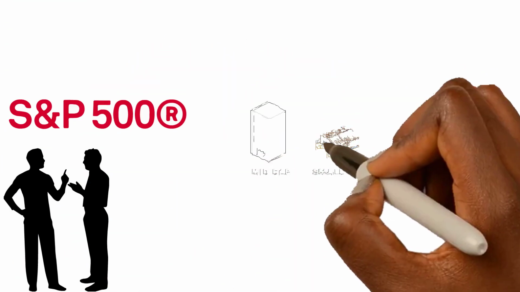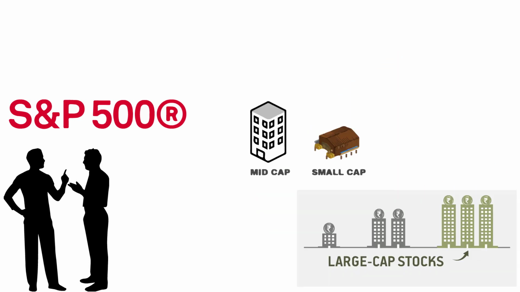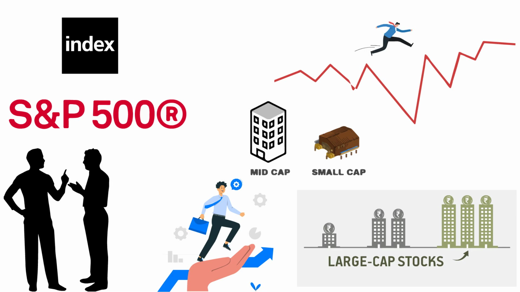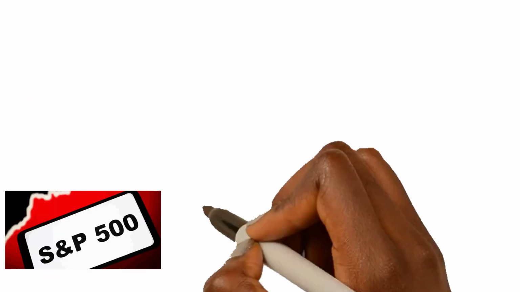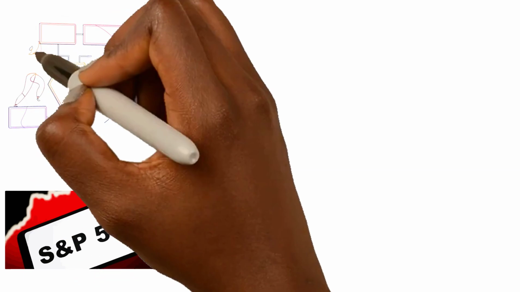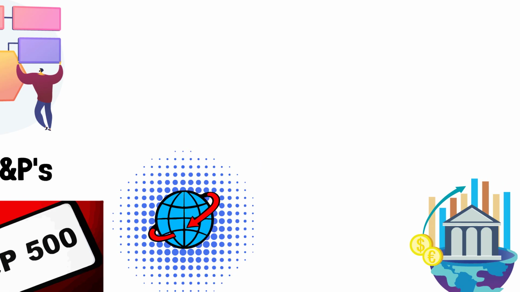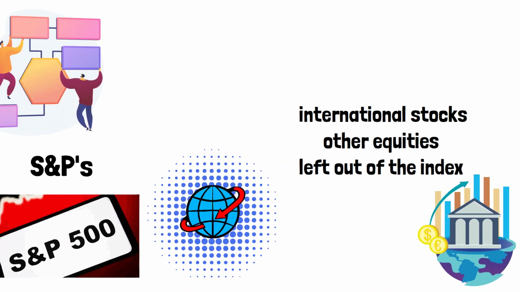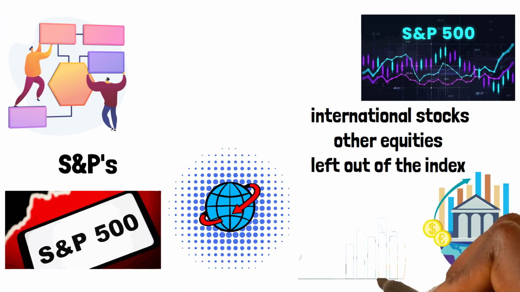It can also be argued that the S&P 500 lacks mid and small cap companies. Since it's made up of large cap stocks, big company stocks, this generally makes it less volatile as an index. But it also removes the potential to take advantage of small and medium-sized companies. In addition, investing in the S&P 500 provides no international exposure. Because the S&P's selective structure restricts many international companies from being selected, international stocks, along with other equities, are left out of the index. So when you invest in the S&P 500, you're solely investing in the U.S.